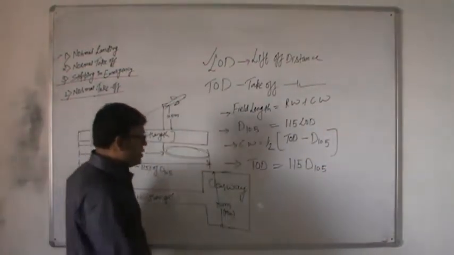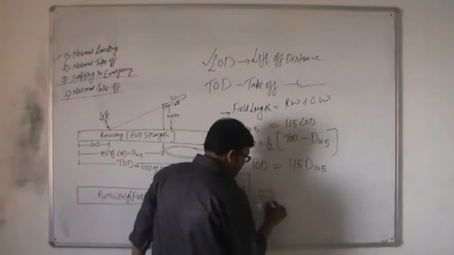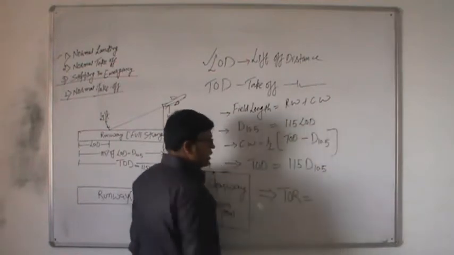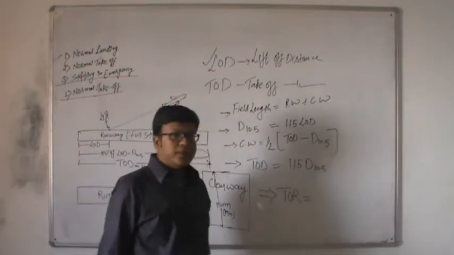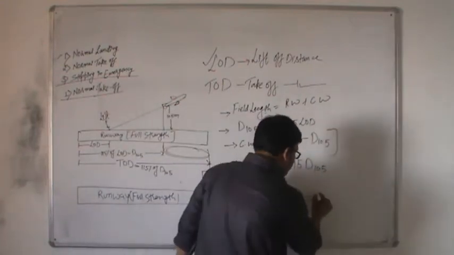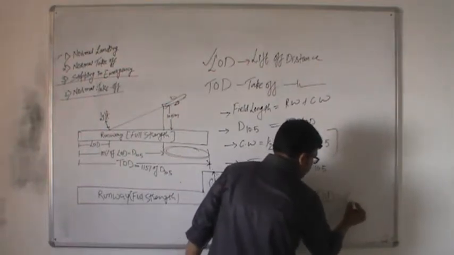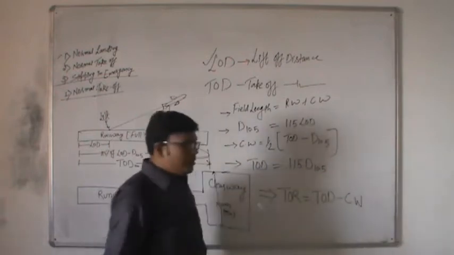Then we have the next, the takeoff run. Takeoff run is nothing but the takeoff distance, that is TOD, minus the clearway. This is nothing but the takeoff run.